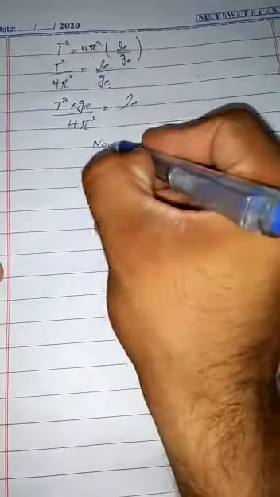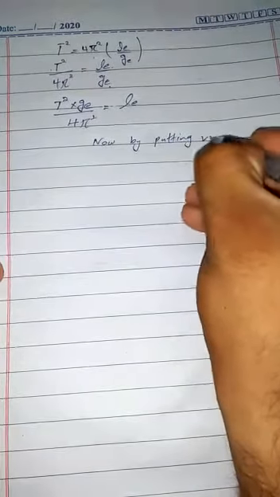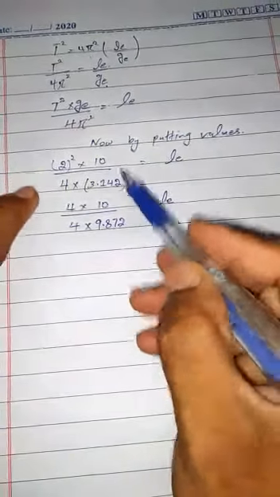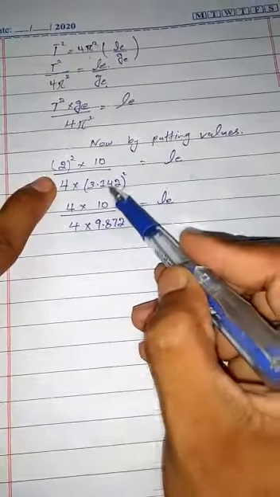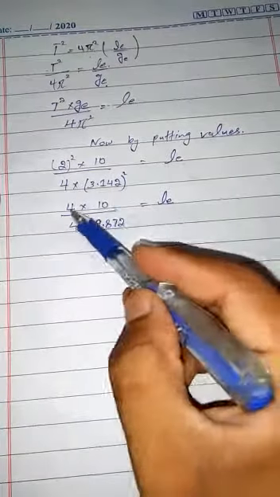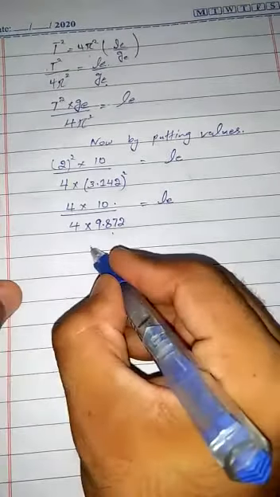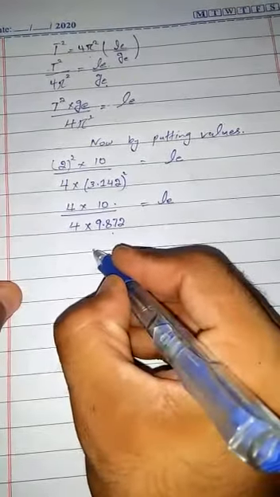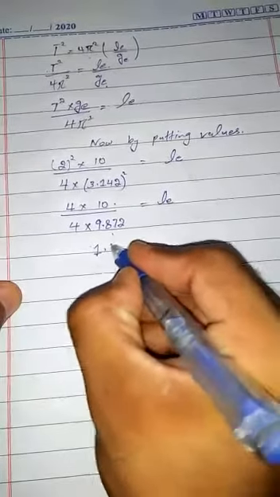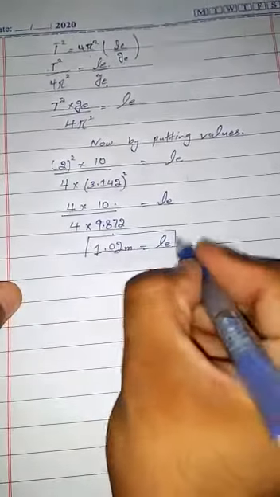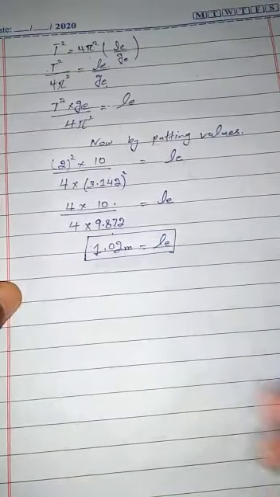Now by putting values, we take the square of 2 and multiply, and divide by this answer. Then we will find that the length of the pendulum on the Earth is equal to 1.02 meter. That is the length of the pendulum on Earth. We can find it by using a calculator.